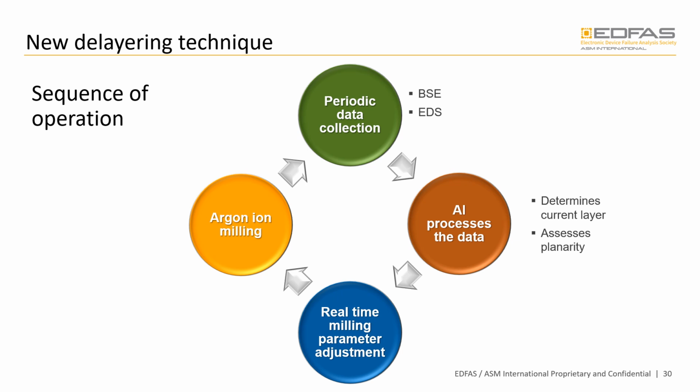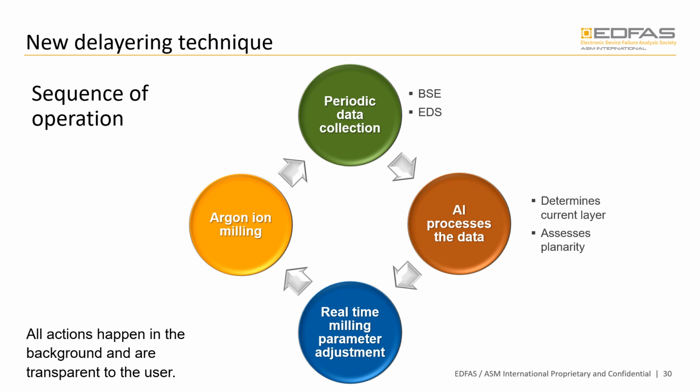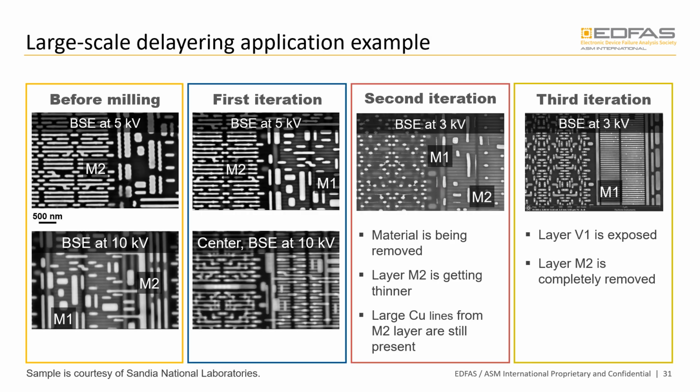The instrument operates in a sequence of looped operations. First, data is acquired to determine the top layer and surface flatness. Milling parameters are then adjusted as needed, and material removal occurs through ion milling. All of this happens automatically in the background with no user interaction. The next slide shows an example of a layer being removed.